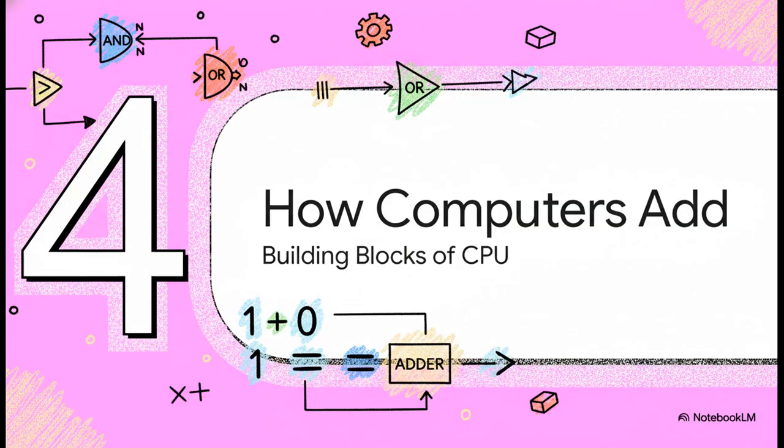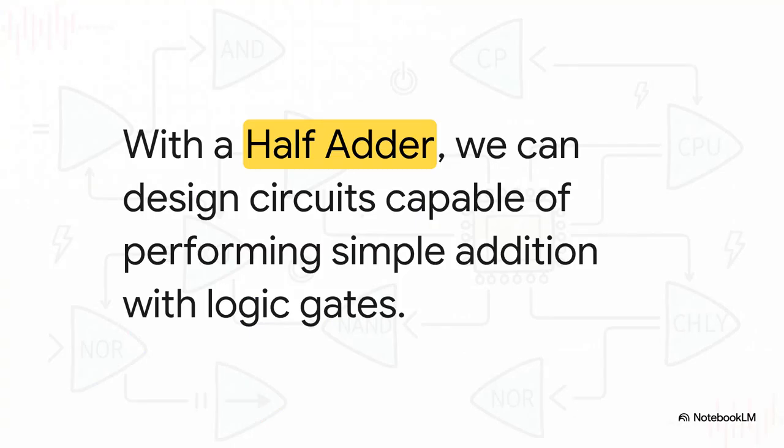Okay, so now that we know the players, what can we actually build with them? Well, it turns out we can combine them to perform one of the most fundamental jobs of any computer, doing math. That's right. By just cleverly arranging these simple little decision makers, we can build a circuit that actually adds numbers together. The most basic version is called a half adder, and it's a foundational concept for understanding how a CPU, the brain of a computer, really works.